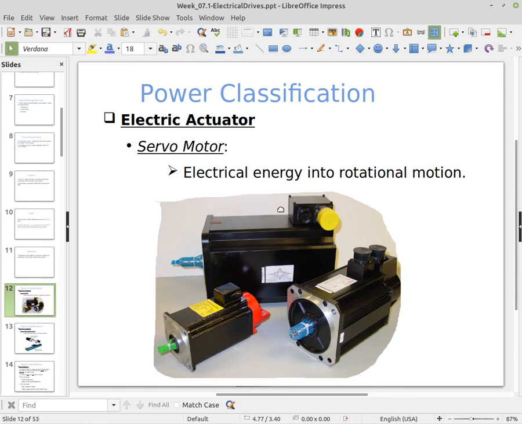So when we look at our power classifications, we have electric actuators. Electric actuators come in two forms. The first being the electric motor, which we'll usually refer to as a servo motor. Servo motor actually means that it's a controlled motor. Electrical motors take that energy and convert it into rotational motion. So an electric motor or servo motor is going to generate rotational motion.